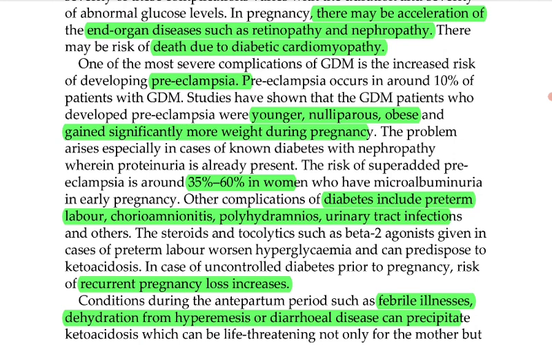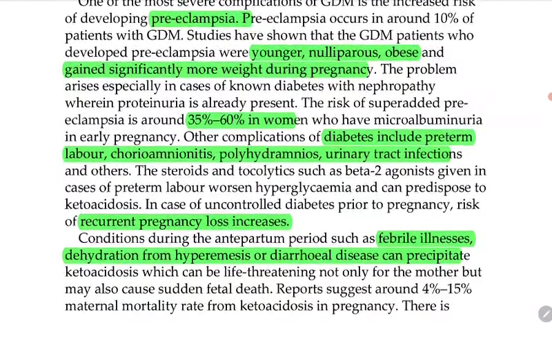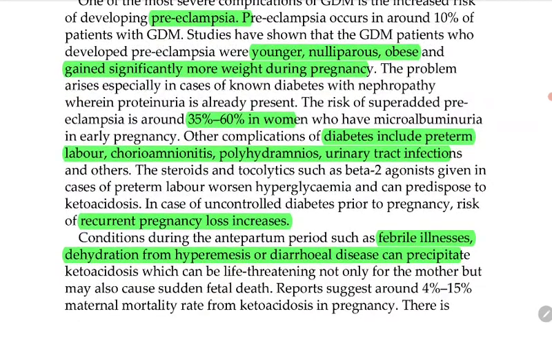Okay. Other complications of diabetes include preterm labor, chorioamnionitis, polyhydramnios, and urinary tract infection. These are very, very important things you have to remember: preeclampsia, preterm labor, chorioamnionitis, polyhydramnios, urinary tract infection, and others. The steroids and tocolytics such as beta-2 agonists given in the case of preterm labor worsen the hyperglycemia and can predispose to ketoacidosis in case of uncontrolled diabetes prior to pregnancy.